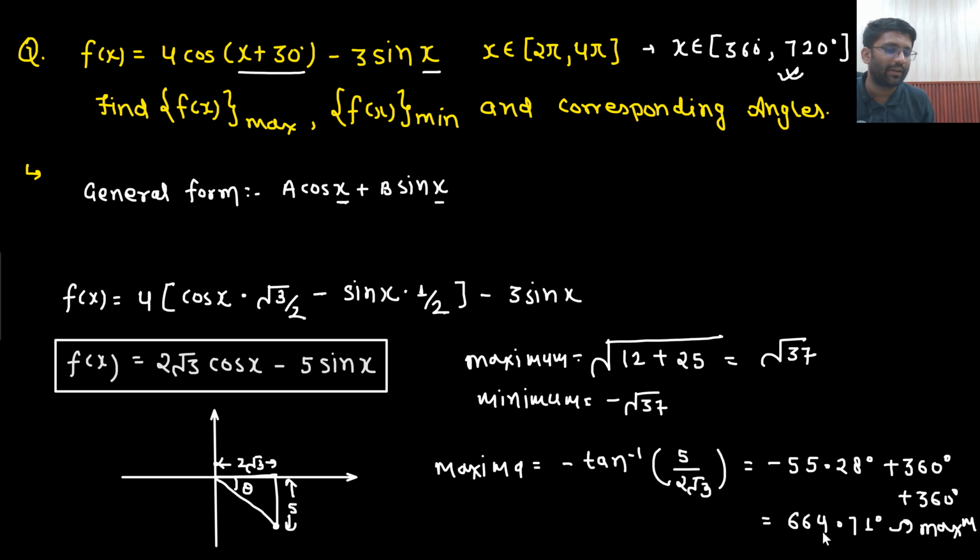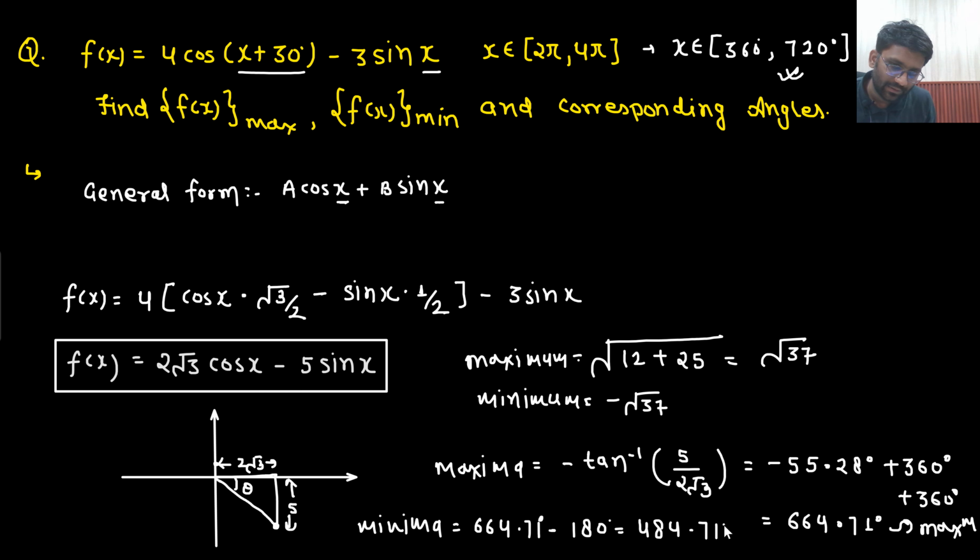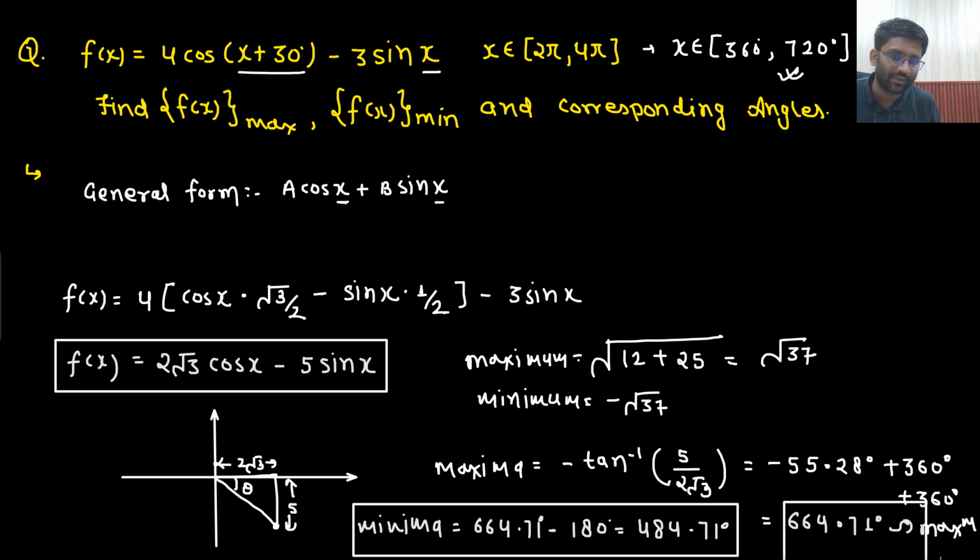And what will be the point of minima? From here, if you just subtract 180 degree, that will be the point of minima. So 664.71 minus 180 degree will be 484.71 degree. So this will be your minima, and this is your maxima angle. Understandable? Is that clear?